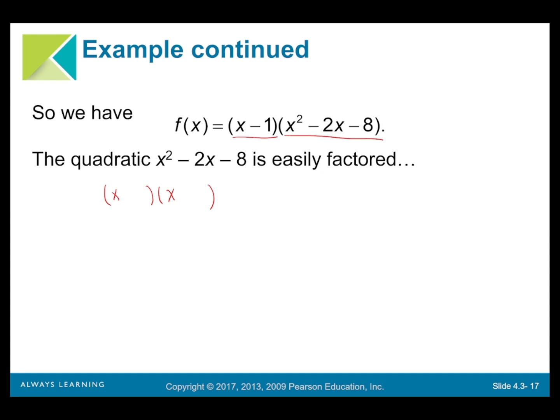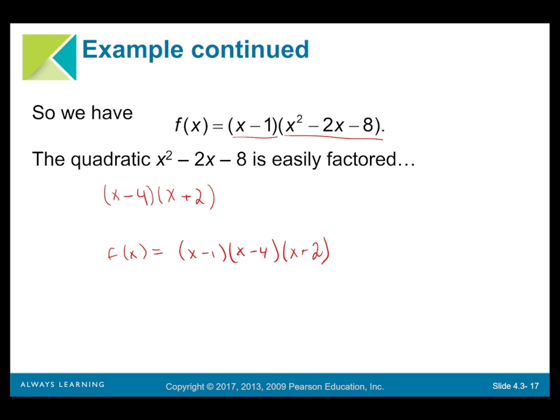Well, 2 and 4 multiply to 8. So 2 and 4. And we need them to add to negative 2. They, of course, need opposite signs since they multiply to a negative 8. And then we want the negative with the larger of the two numbers, the 4. Oops. And so the plus goes with the other one. So that's what our quadratic factors to, and that tells us f of x is actually x minus 1, x minus 4, x plus 2.